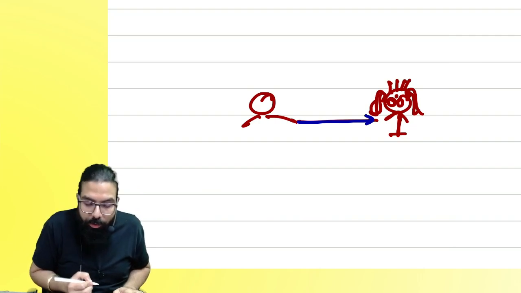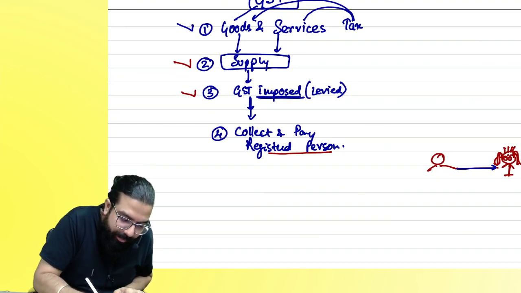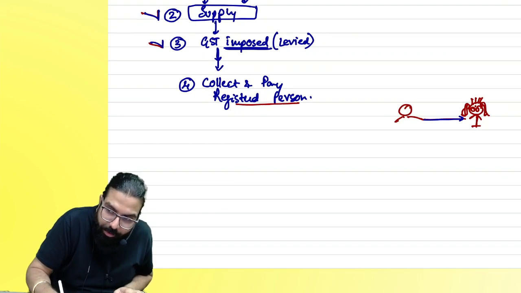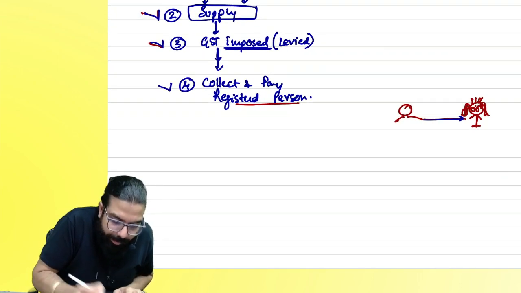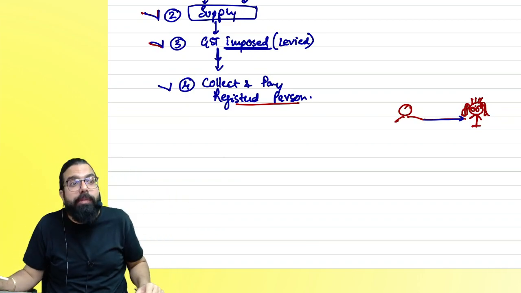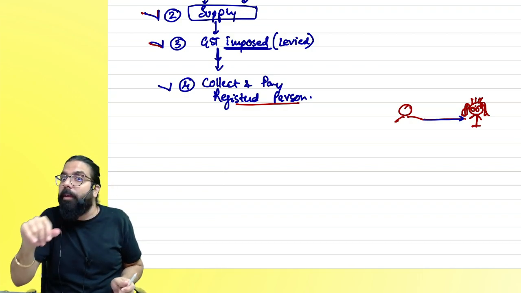Uncle went ahead and sold what? Service. Is it a service? Yes. Is it supplied? Yes. Is GST imposed on the dosa? Yes. Now he will go ahead and collect and pay. Think uncle is a registered person. What will uncle do now? He'll tell, madam, give. What will you say? Sir, give invoice. Yes or no?